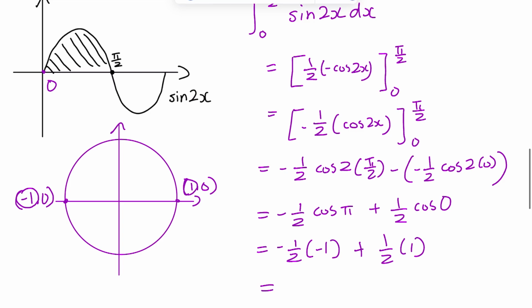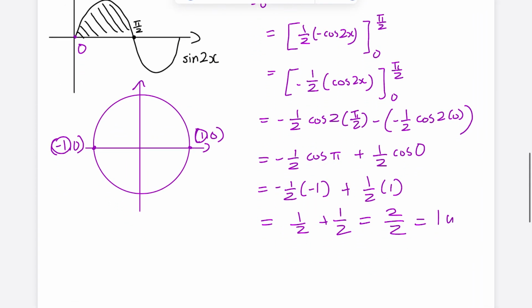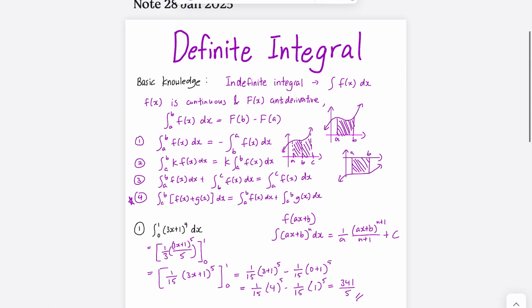And if we simplify that, we get 1 over 2 plus 1 over 2, which in the end we get 2 over 2, which is equal to 1. And remember, because we're finding the area, it's going to be 1 unit squared. And there you have it. That is how you find the area using the definite integral. Thank you for watching.